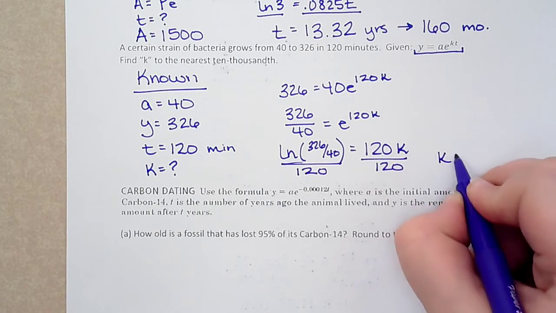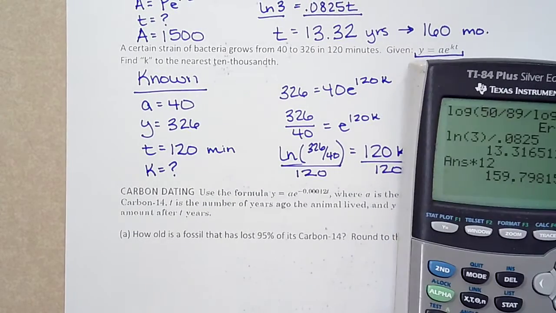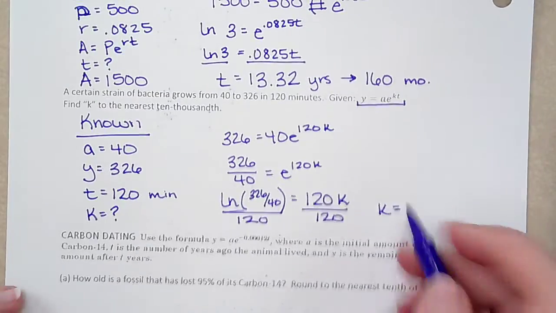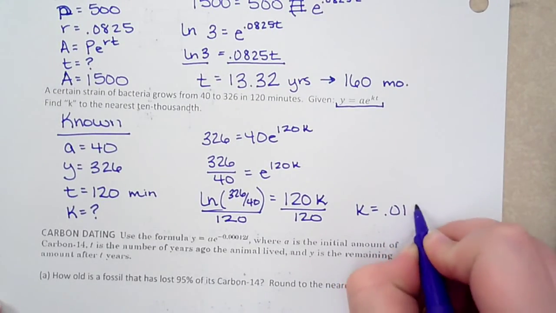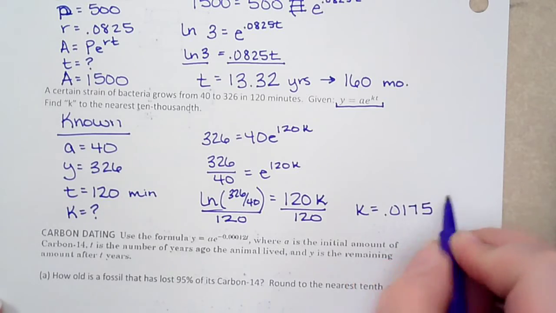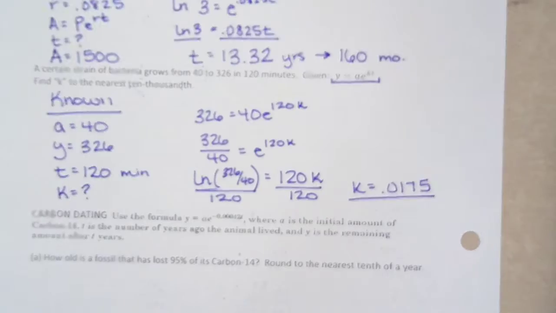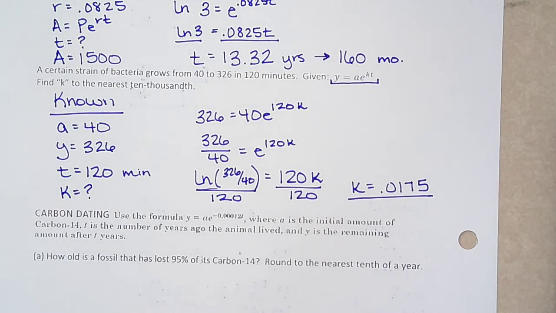And my final answer, when I plug it in the calculator, is ln of 326 divided by 40, close parenthesis, divided by 120. So k is equal to 0.0175. And for a constant of growth there, that's pretty normal to have that small of a number.